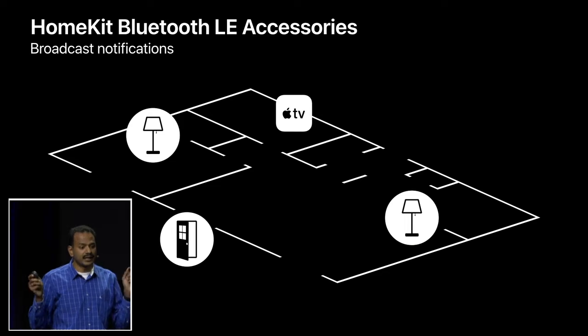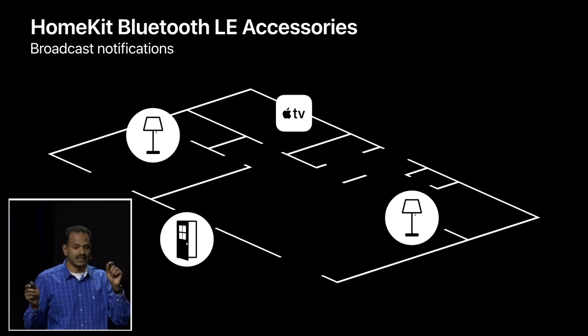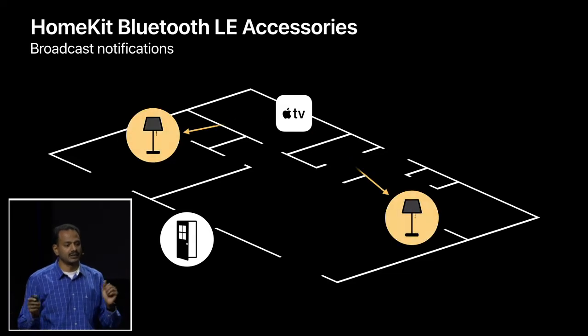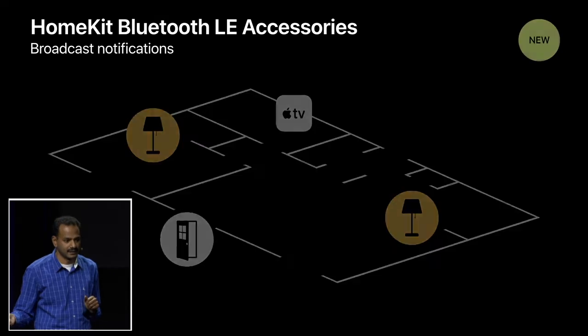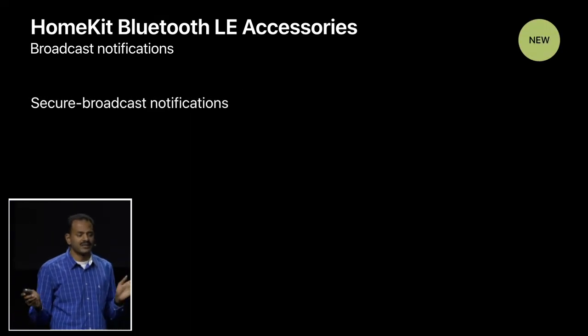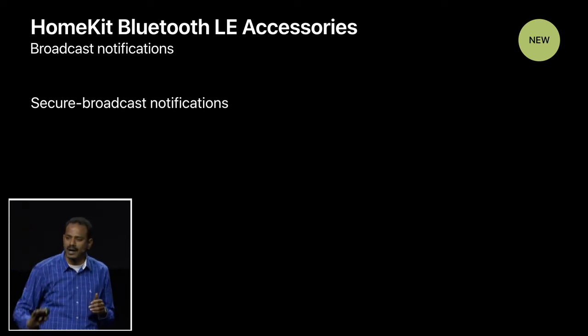Now, when a characteristic changes, the accessory encrypts the state change and then sends a notification to the Home Hub, which will then immediately execute the automation. With this enhancement, we have seen with a number of accessories where the latency has gone from a few seconds to under a second for the events to be triggered.